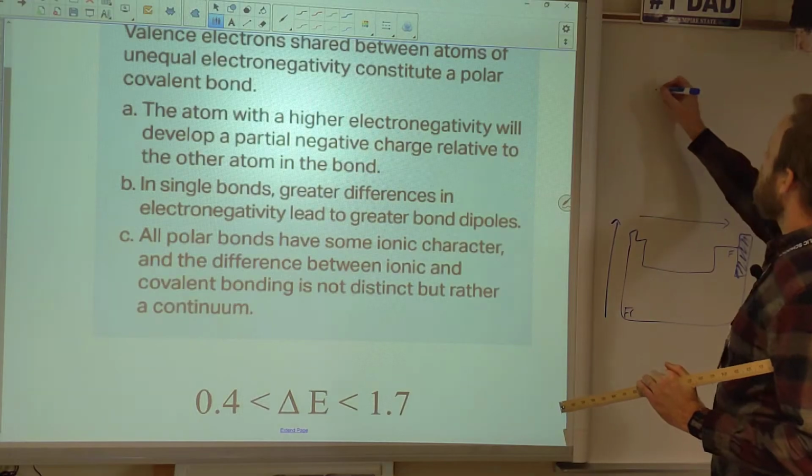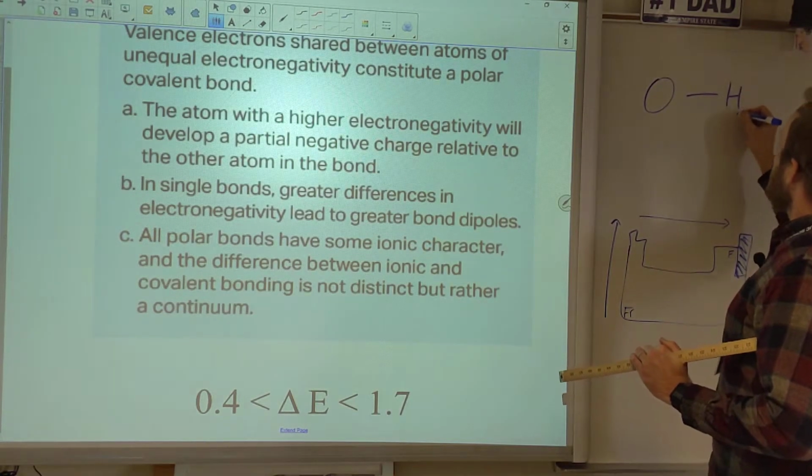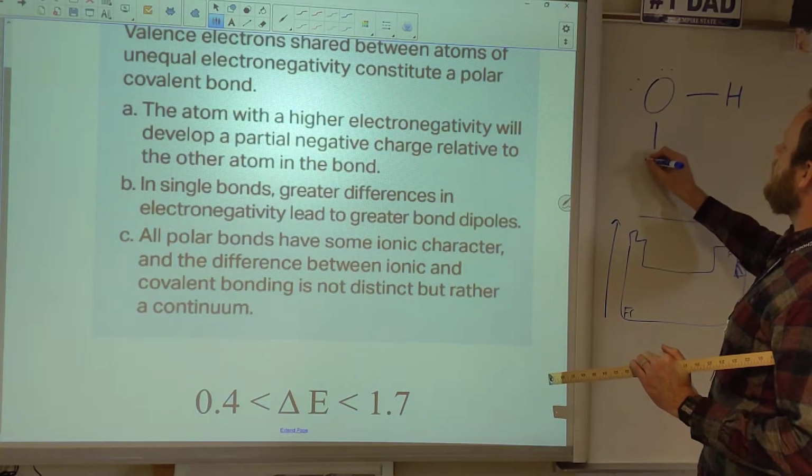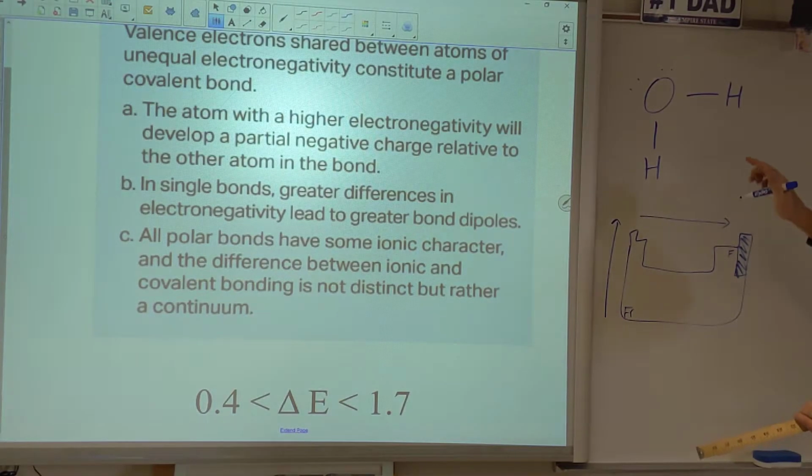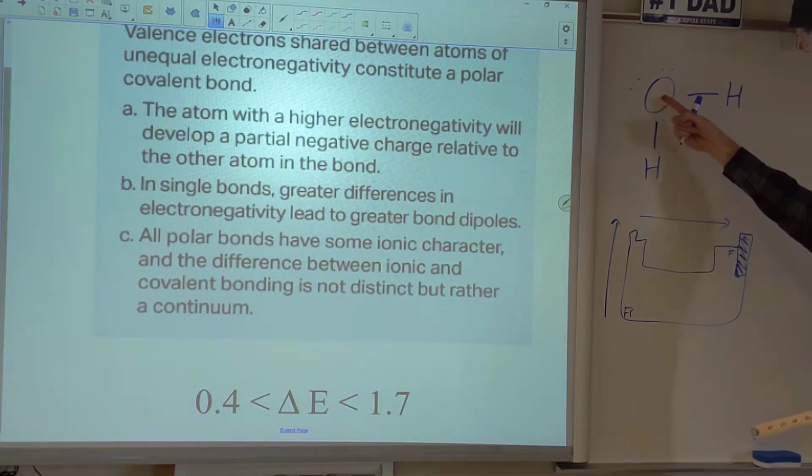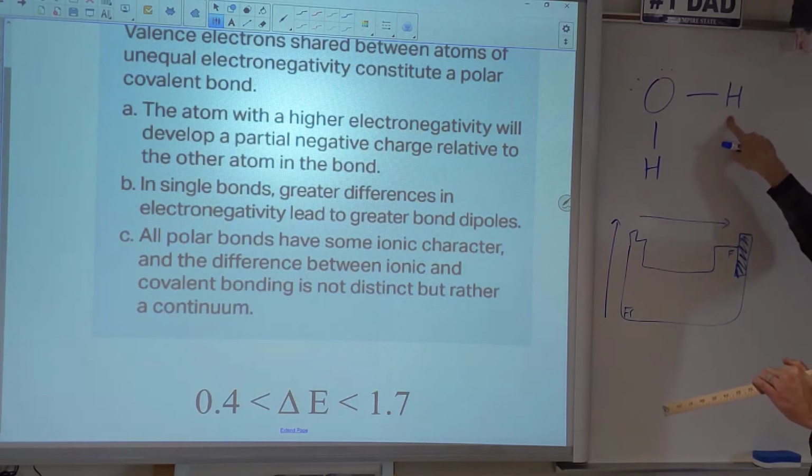Hydrogen and oxygen sound pretty good. I forget the exact numbers of these, but the water molecule is a great example. So the oxygen here has a nucleus of +8, and hydrogen has a nucleus of +1 due to a bunch of different factors.